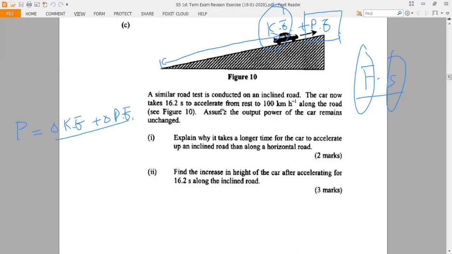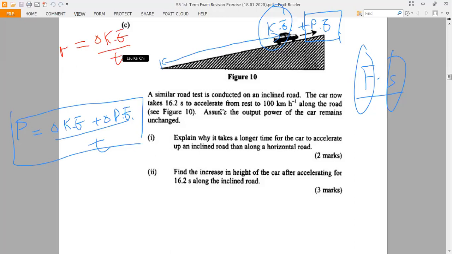Now, you may just compare with this equation. And the one we used before is only P equal to change in KE divided by time. Since the power is the same, and now for the bottom part, you get one more term here. So that's why in order to have the same value, this time should also be bigger. This is how we answer this question, okay?